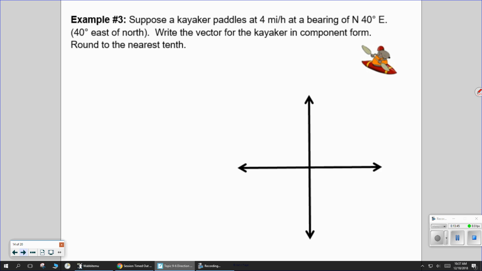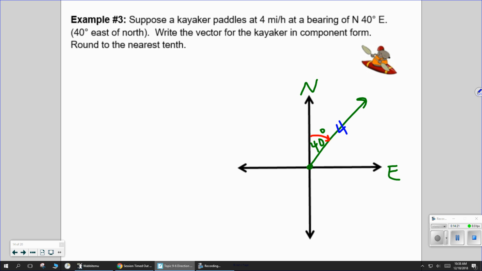Remember that speed is the magnitude, so that's the length of the vector. And we know it's at a bearing of 40 degrees east of north. So here's my north and here's my east. I know that my vector is on this side, and if it's 40 degrees east of north, then this is 40 degrees right here, from the north to the vector. The length of the vector is 4, because it's going 4 miles per hour. The speed is the magnitude, which is the length of the vector.